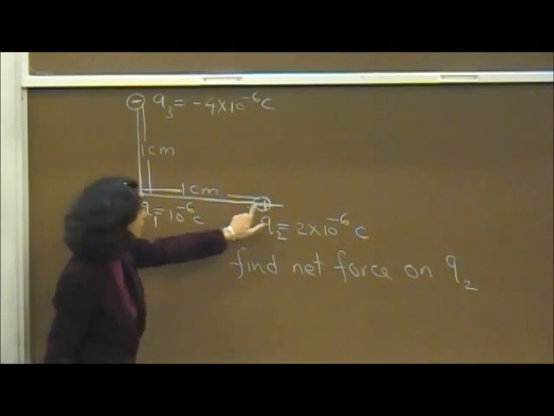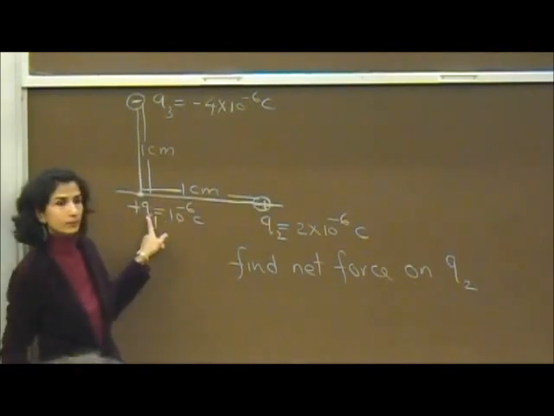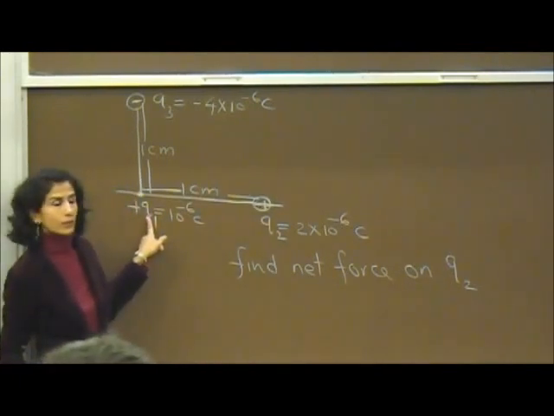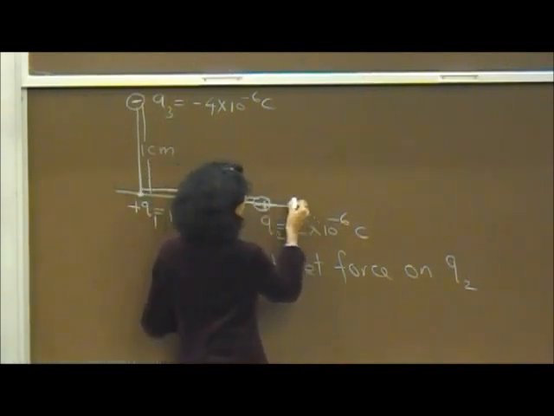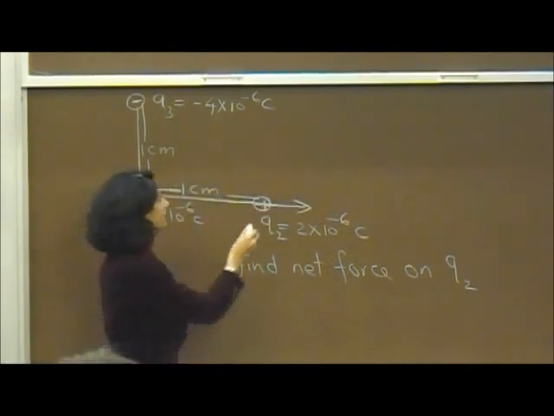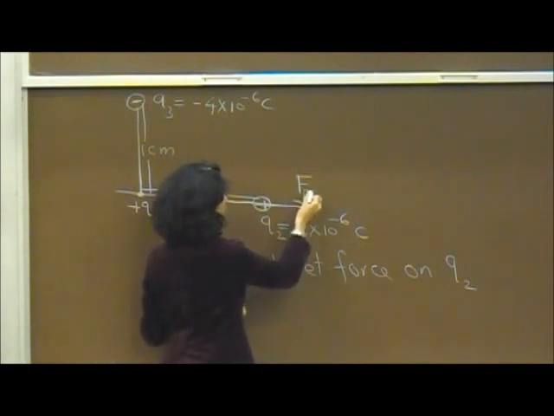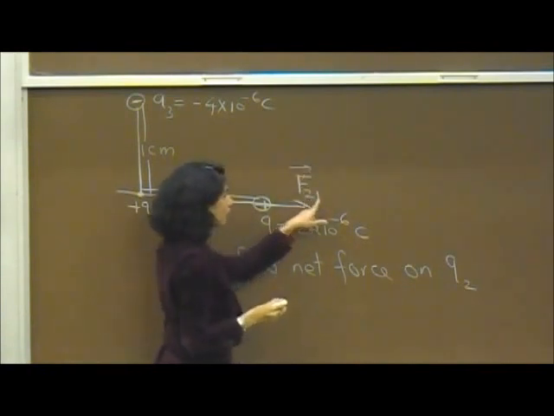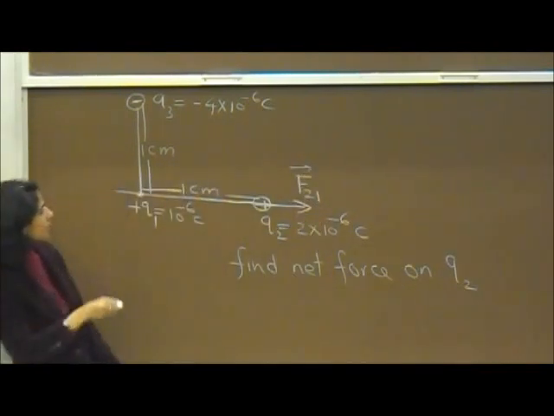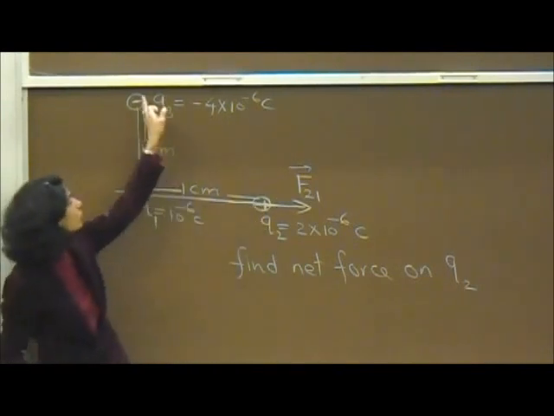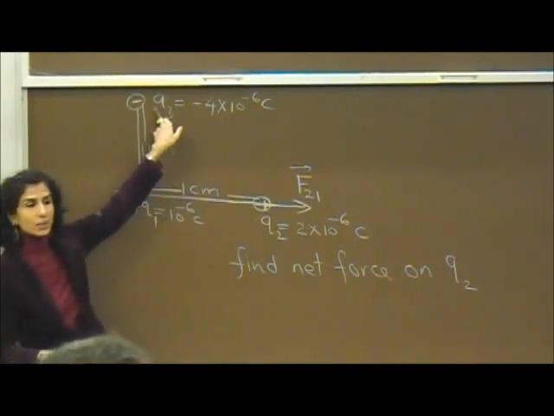So which way will be the force on Q2 due to Q1? Repulsive. So there'll be a force like this, and let's give it a name, F21. This is the force on 2, and it's a repulsive force. Which way will be the force on Q2 due to Q3? Somebody from the front row.